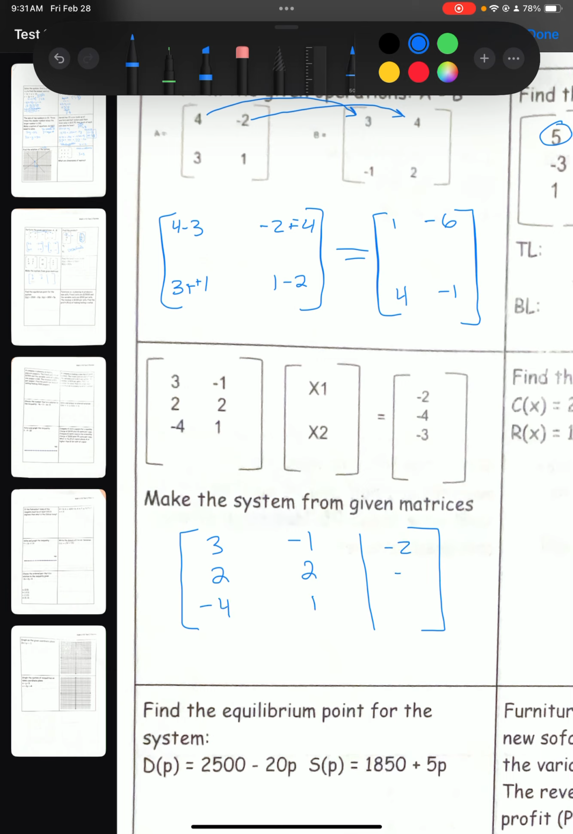Kind of this is where it is. I don't think we have to solve it. I think you just make the system from given matrices. So this is kind of what you would do. You're basically just getting this method of it turns into this when it's in that way, if that makes sense.